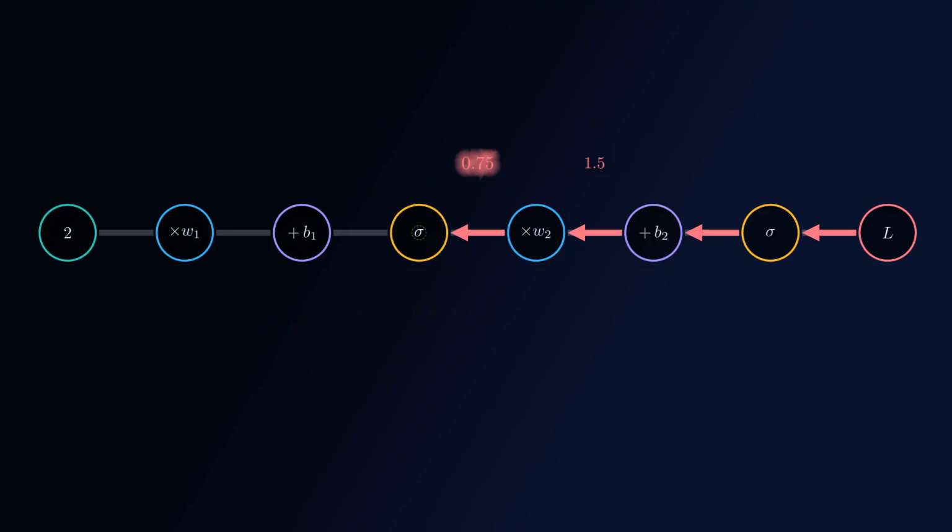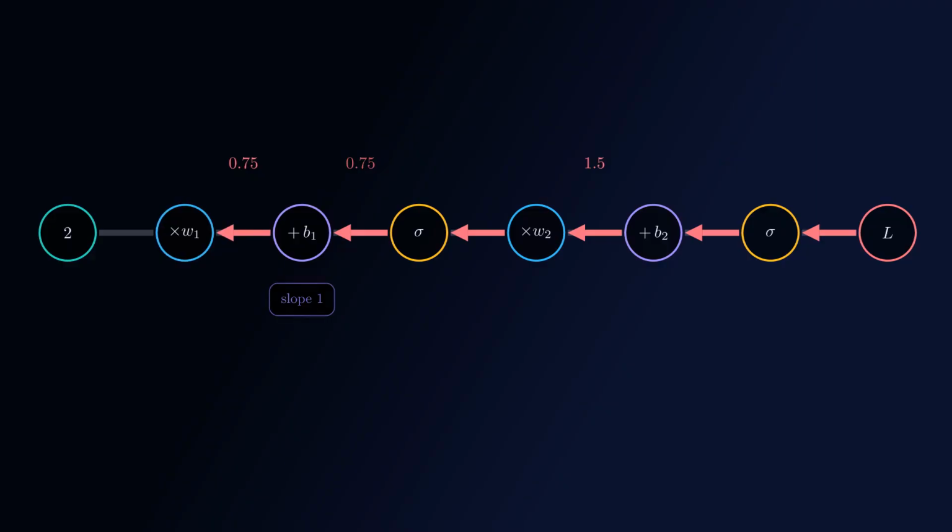Now the first activation valve. Its input, the 7 from earlier, was positive, so again the slope is 1 and the valve is open. 0.75 passes through unchanged into the first pre-activation. Through the first add bias node, addition again keeps the valve fully open. The error to layer 1's pre-activation is still 0.75. We are almost back to the weight we care about.